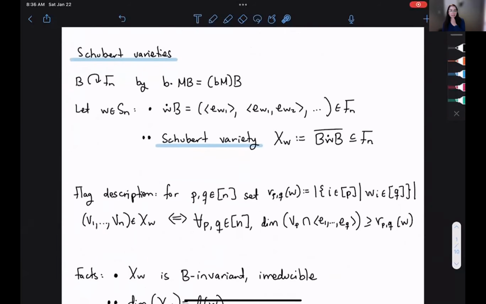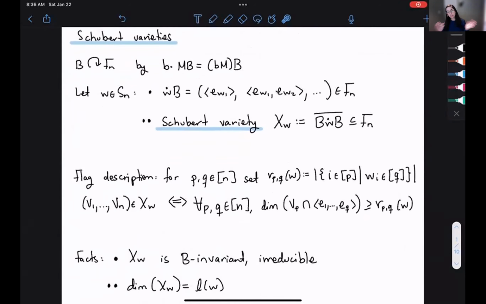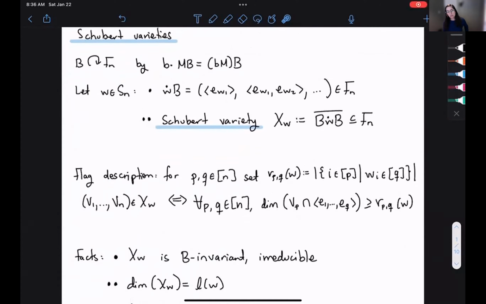As I was saying before, we have this dictionary between combinatorics and geometry for Schubert varieties. So here are some properties of these varieties. First, they are irreducible. We will see other varieties today that are not necessarily irreducible, but Schubert varieties always are. And they're B-invariant. Because of the way we define them here, the Borel acts on this Schubert variety and it fixes the Schubert variety.